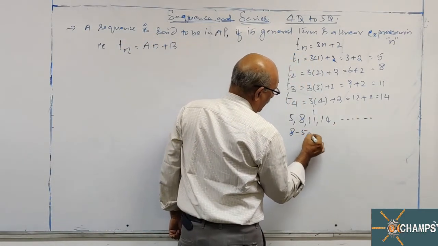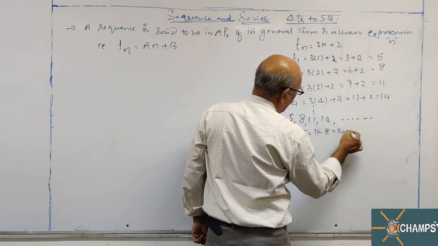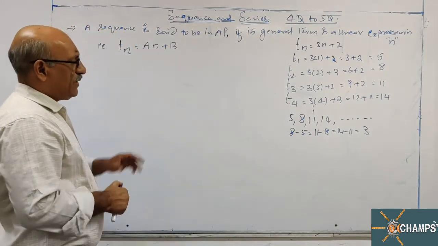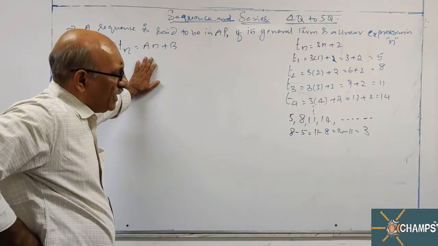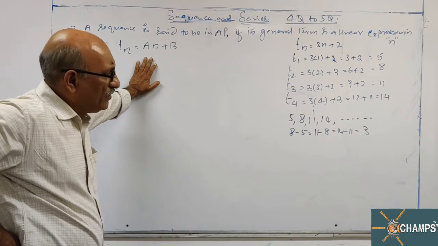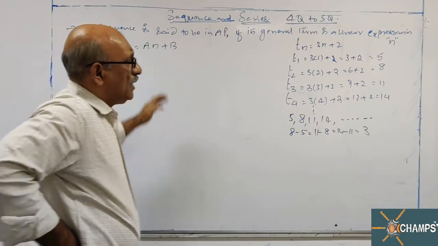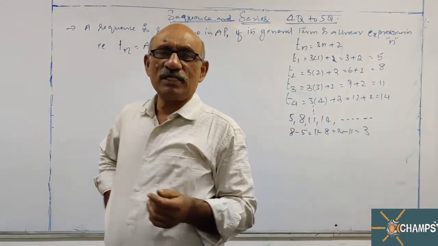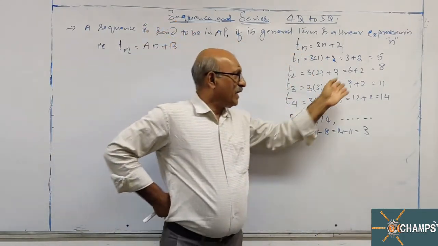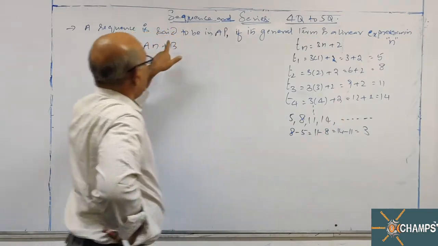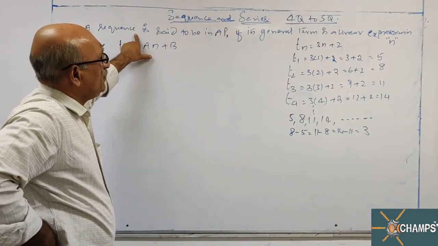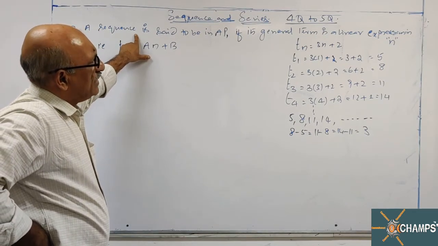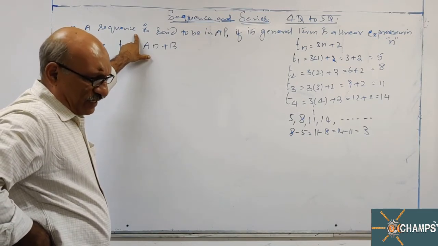8 minus 5 is equal to 11 minus 8 is equal to 14 minus 11 is equal to 3. So the difference between succeeding term and preceding term is a constant. Therefore it is in arithmetic progression. Therefore this point is true: a sequence is said to be in arithmetic progression if its general term is a linear expression in n.